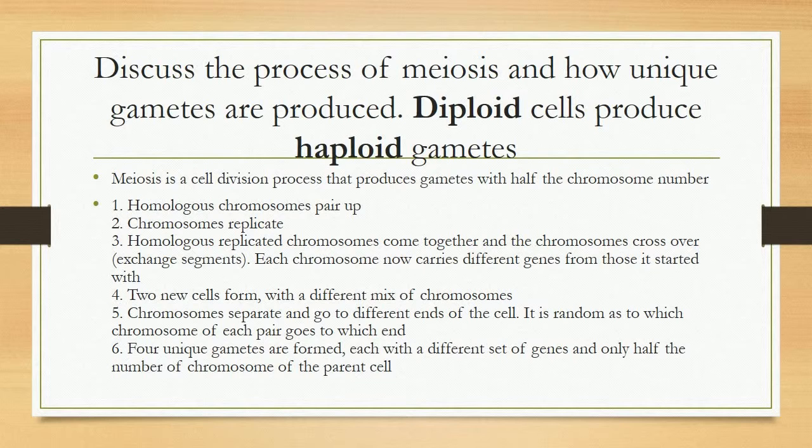4. 2 new cells form, with a different mix of chromosomes. 5. Chromosomes separate and go to different ends of the cell. It is random as to which chromosome of each pair goes to which end. 6. 4 unique gametes are formed, each with a different set of genes and only half the number of chromosomes of the parent cell.